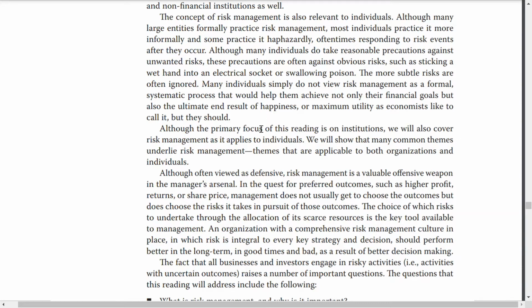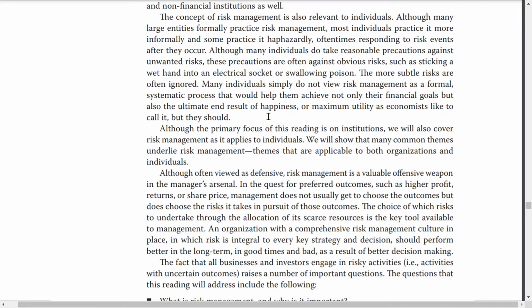A maximal utility, as economists like to call it, but they should. Although the primary focus of this reading is on institutions, we will also cover risk management as it applies to individuals. We will show that many common themes underlie risk management, themes that are applicable to both organizations and individuals.